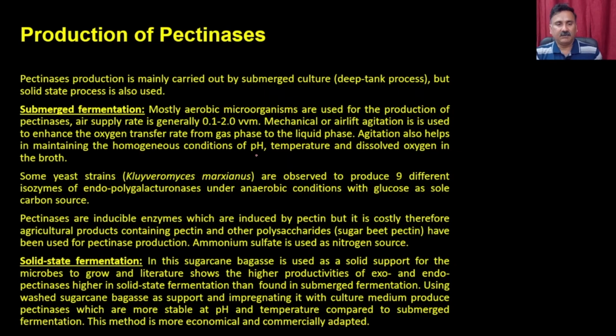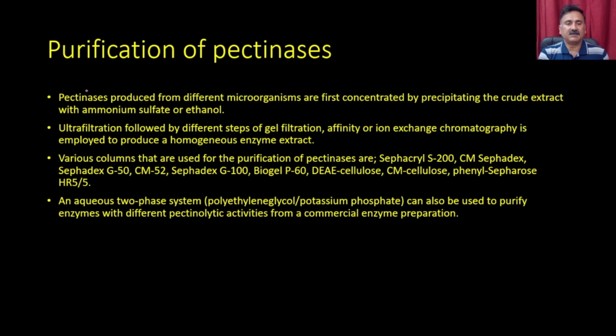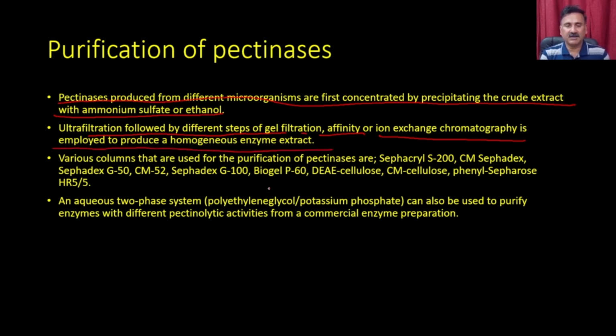In the production, you can have submerged fermentations, and you can also have solid state fermentations. As far as the purification is concerned, the pectinases produced from the different microorganisms are first concentrated by precipitating the crude extract with ammonium sulfate. Then you have ultrafiltration, followed by different steps of gel filtration, affinity chromatography, and ion exchange chromatography, employed to produce the homogeneous enzyme extracts.